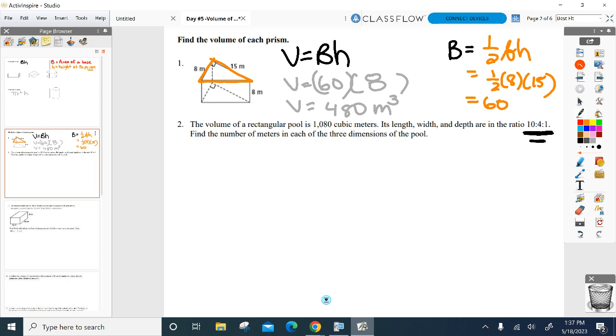Oh, 10x plus 4x plus x. Awkward silence, but we got it. 10x, 4x, and x, right? We put x's with them, so we were about to use them in the equation.